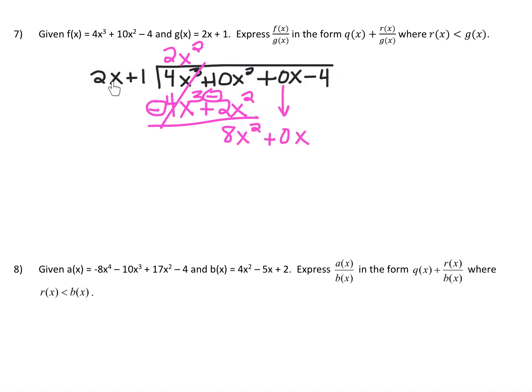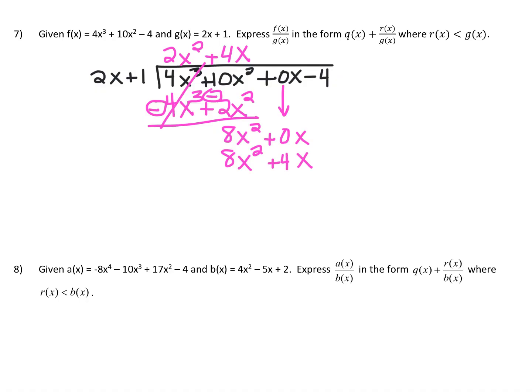We look at this first term outside the division bar and this first term that we brought down underneath the division bar and say, what do we multiply 2x by to give us 8x squared? Well, 4x. So I'm going to put a plus 4x up here, and then let's distribute, right? We have to multiply. So 4x times 2x is 8x squared, and then 4x times 1 is 4x.